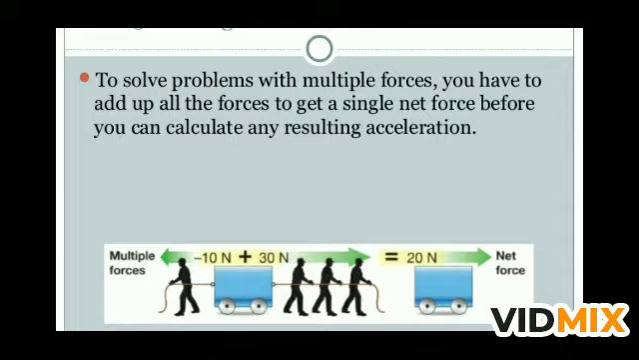Suppose in this picture there are 3 men on the right hand side, applying a force of 30 Newton, and 1 man on the left hand side applying a force of 10 Newton but in the opposite direction. If you add these two forces, it will be minus 10 plus 30, meaning the resultant will be 20 Newton, and where the force is more, the body will move in that direction. So the net force is on the right hand side and the body will move to the right hand side. So this is the meaning of the net force or total force when multiple forces are acting on the body.